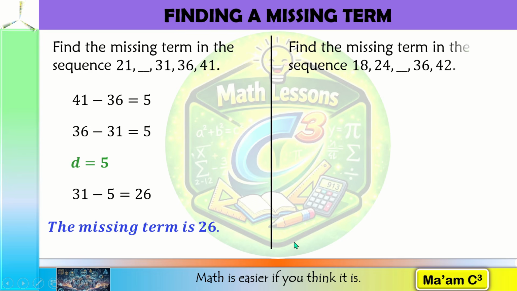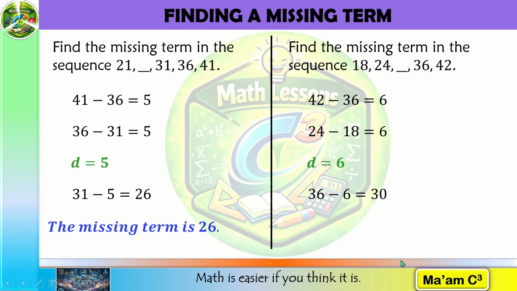Let's have another one. Find the missing term in the sequence 18, 24, blank, 36, 42. Let's solve for the common difference. 42 minus 36 is 6. 24 minus 18 is also 6. So our D is 6. To solve for the missing term here, we just have to subtract 6 from 36. 36 minus 6 is 30. So the missing term is 30.